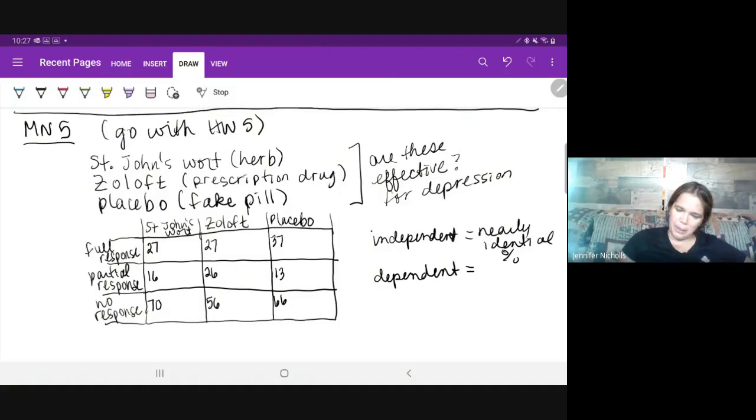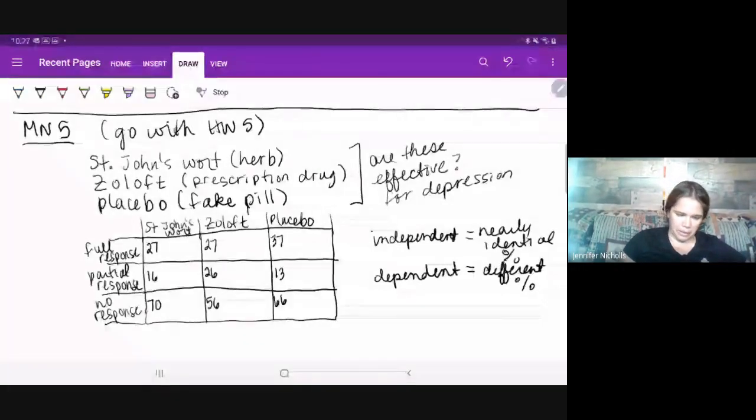Okay, so dependent. Dependent is, she said, would be different. So if they're different percents. And you know, if one is 99.6, one's 100.2, well, that's pretty close. So we're not going to be like, it's not perfect, so that's it, like math would be.